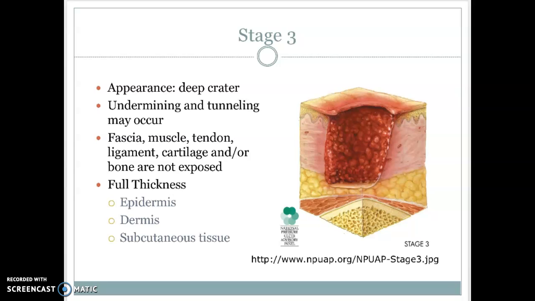And that's undermining and tunneling. So sometimes it can be worse than it appears on the surface. And now we are down through the fat layers to fascia, muscle, tendon, ligament, can be involved. So I'm sorry, we're not to those layers. They're not exposed. So we are just through epidermis, dermis, and through sometimes the subcutaneous fat.